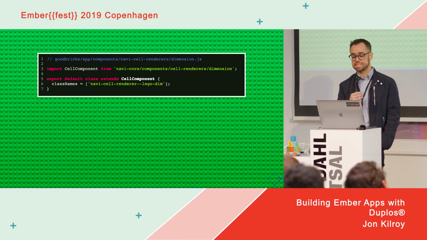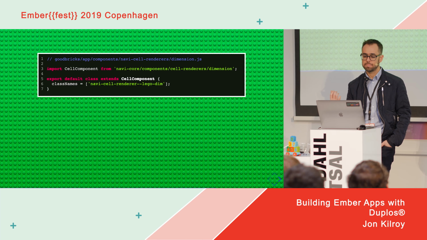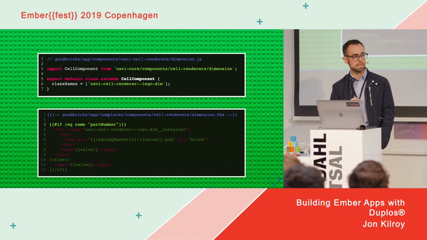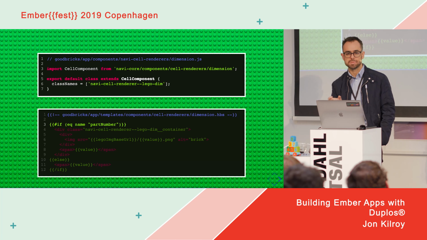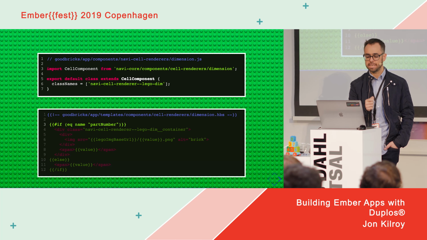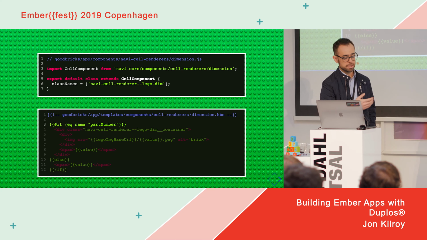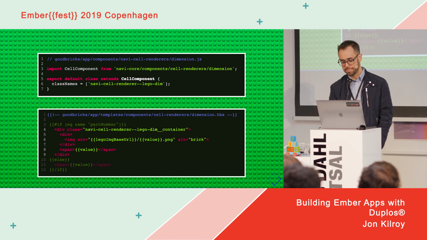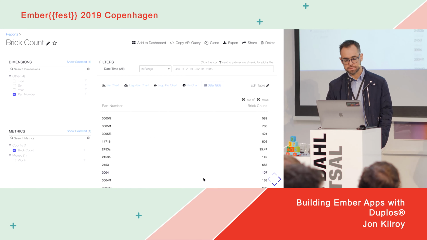So here, we're going to extend the component from the Duplo and add our new component. And we're going to have some special logic here. Again, this is like app-specific logic. We're going to say if the dimension is called part number, go and fetch an image and display it. And now, this is what we have.